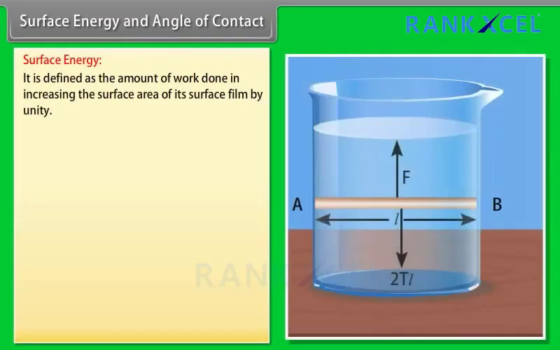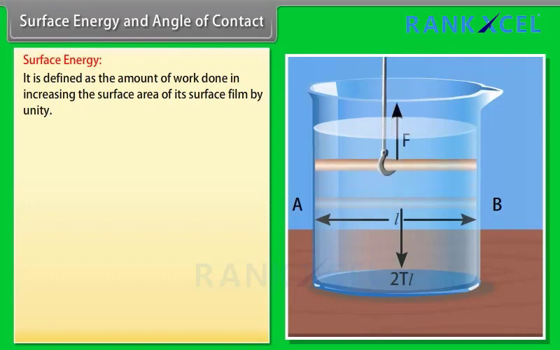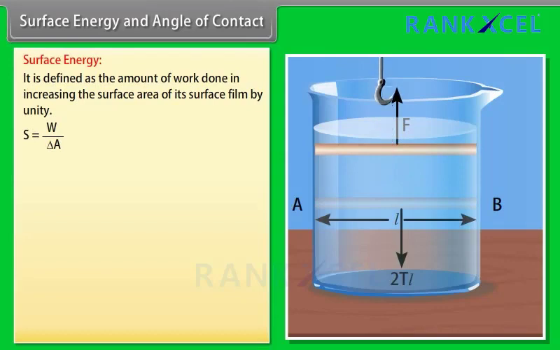Surface energy and angle of contact. Surface energy is defined as the amount of work done in increasing the surface area of its surface film by unit area. Surface energy is equal to work done divided by increase in area. Its SI unit is joule per meter square.